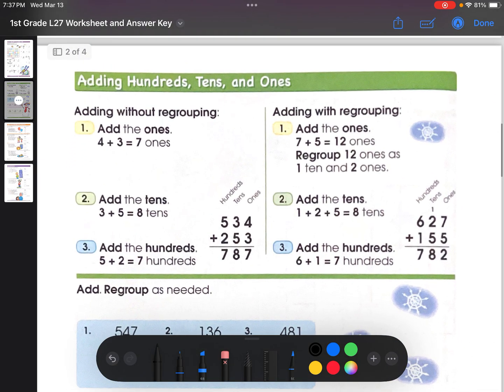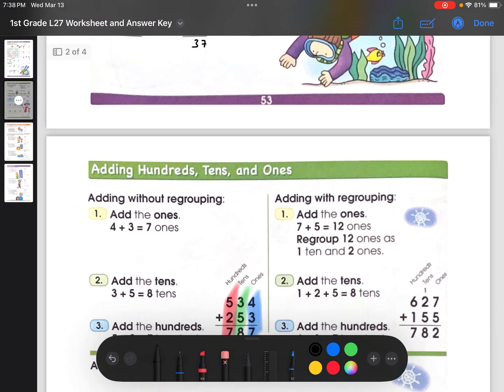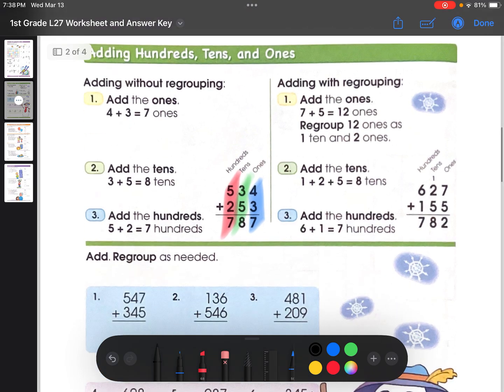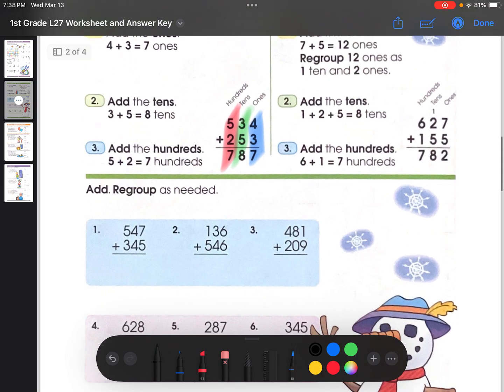Moving on. Adding hundreds, tens, and ones. I'm not going to read through the instructions. It's basically very simple. You solve the ones first, you solve the tens next, and then you solve the hundreds. It's like when we do double digits, except there's just a third group. So with regrouping, you just bring them over. We'll show you. Let's get straight into it.